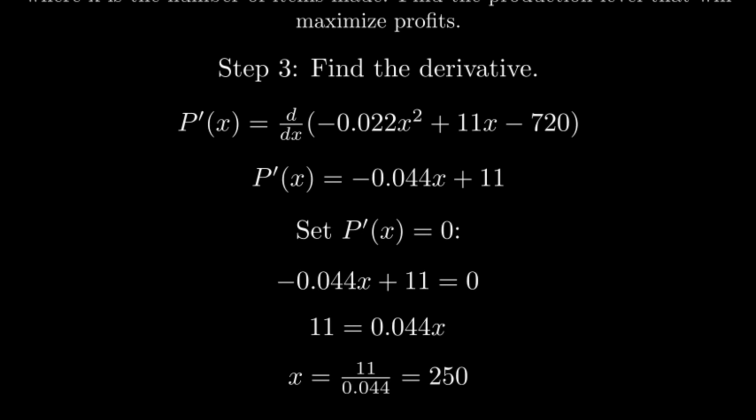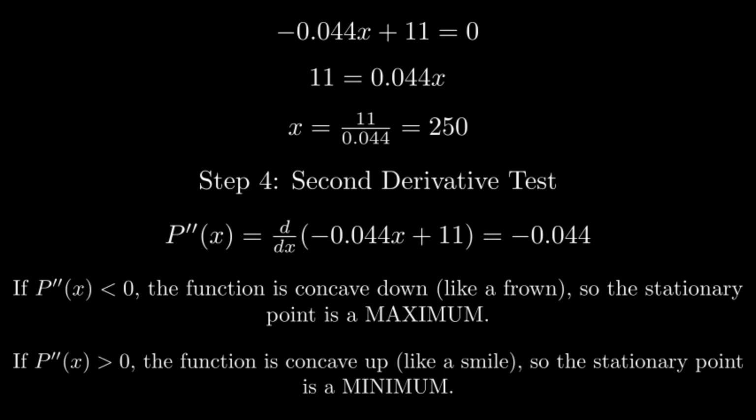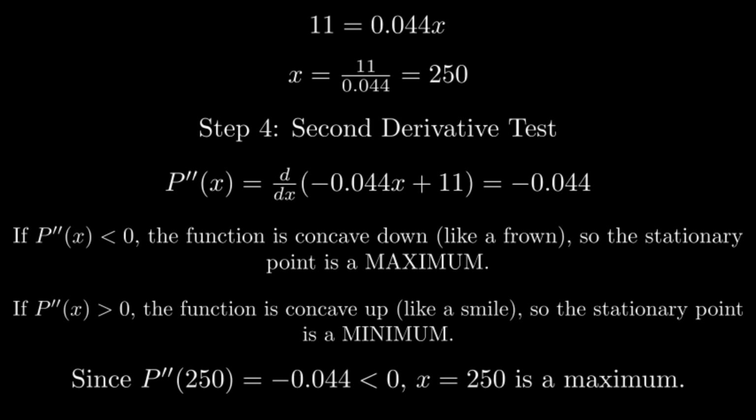For step 4, instead of a sign diagram, let's use another tool, the second derivative test. The second derivative test involves finding the derivative of the derivative. The second derivative of our profit function, P double prime of x, is simply negative 0.044. Here's how the test works. If the second derivative is negative, the function is concave down, and our stationary point is a maximum. If it's positive, the function is concave up, and the point is a minimum. In our case, the second derivative is always negative 0.044, which is less than 0. This confirms that our stationary point at x equals 250 corresponds to a maximum profit.